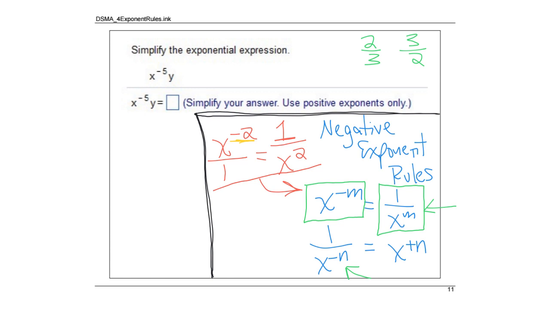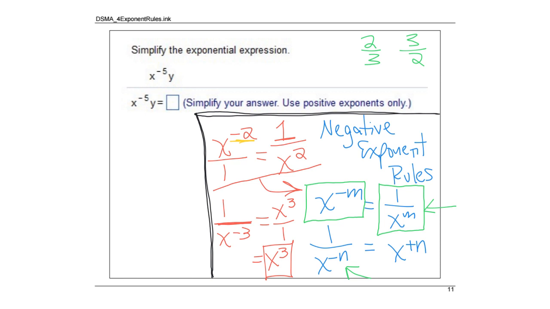All right, let's try another one here. Let's try 1 over x to the negative 3 power. Since the negative exponent and the variable are in the denominator, we are now going to move it up to the numerator. So x to the third power is going to move up there. Technically, I'm going to have a 1 on the bottom, but we don't leave that. And so that would leave me with x to the third power.